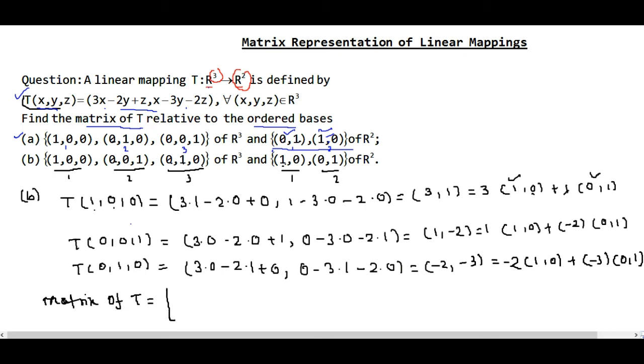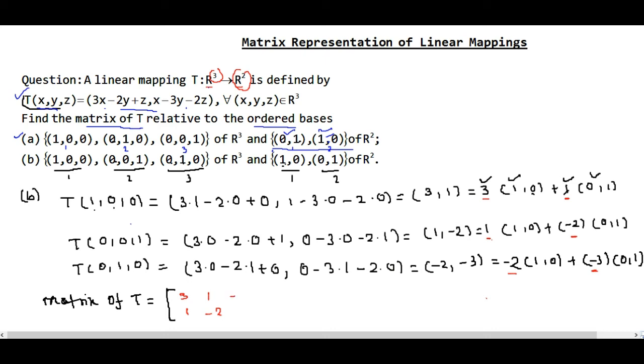So what will be the matrix of T? Again, the matrix of T relative to this ordered basis. Here again the first column of the matrix will come from the coefficient of the first vector and then the coefficient of the second vector. So what we get: here the first coefficient is 3, the second coefficient is 1. So the first column of the matrix will be 3, 1. For the second combination we have the coefficient 1 over here, and here we have minus 2.